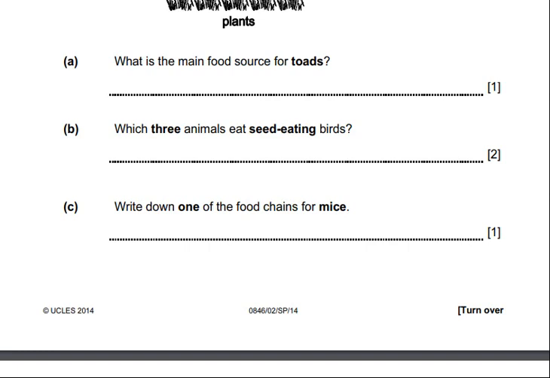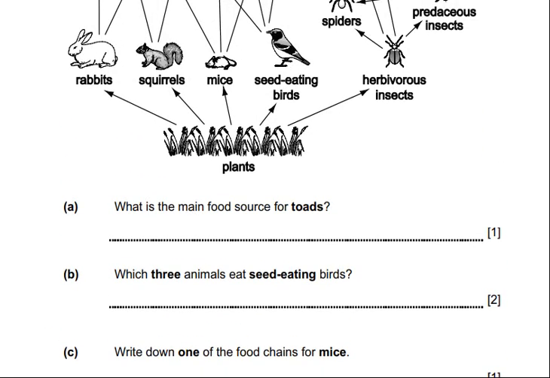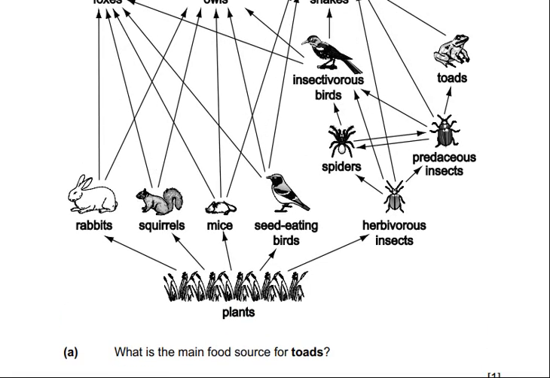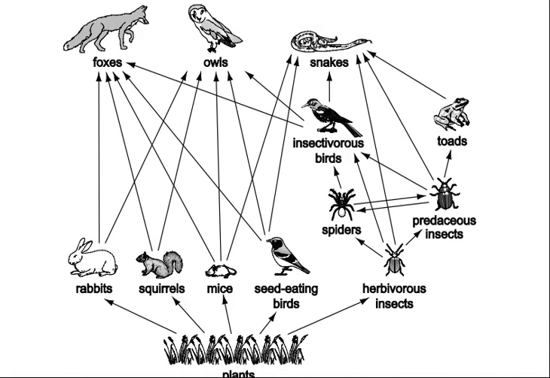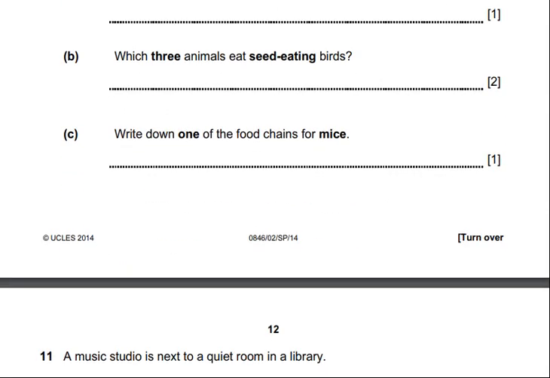And C, question C, write down one of the food chains for mice. We need to make a food chain for mice. So mice eat plants, and the mice are eaten by foxes, by owls, and by snakes. But we have to write down only one. So for the food chain, question C, we need to write down plants, then you draw an arrow, mice, then you draw another arrow, then you write down foxes.